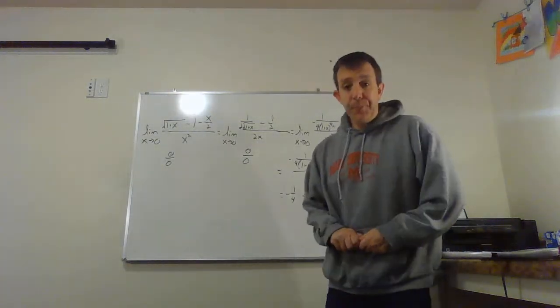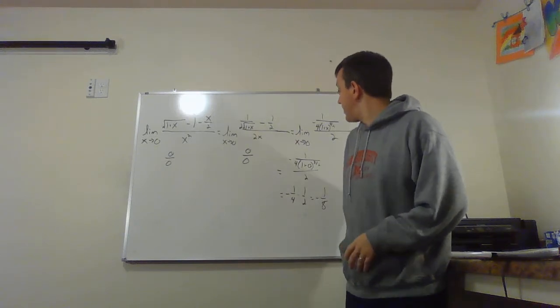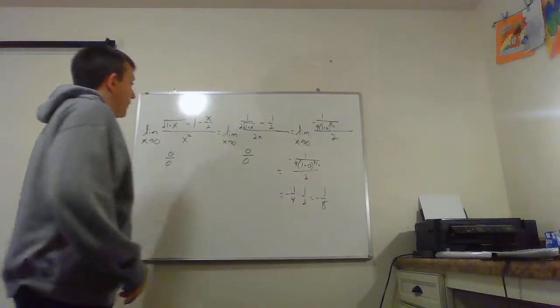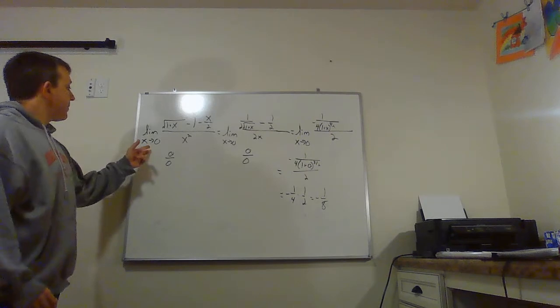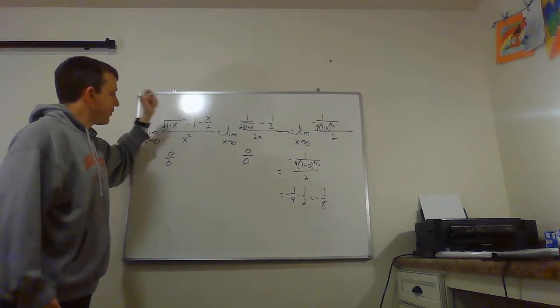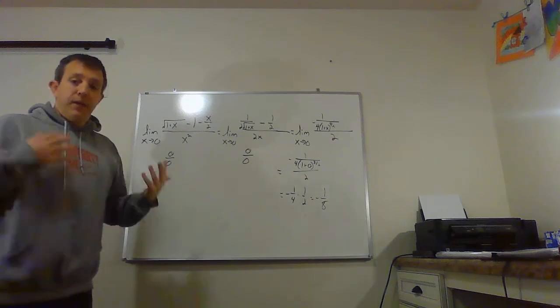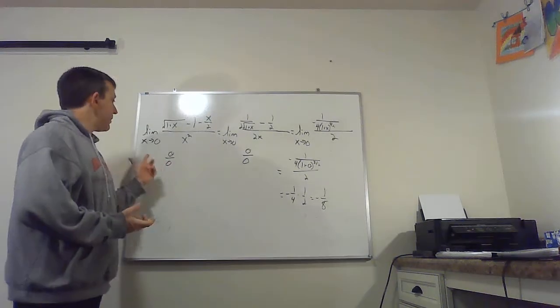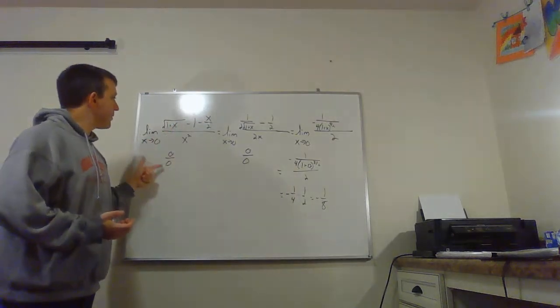All right. So here we go. Here's another example. This one's definitely a bigger mess. We have the limit as x goes to 0 of the square root of 1 plus x minus 1 minus x over 2, all over x squared. If you trust me, when you plug in 0 for all these x's, you get 0 over 0.